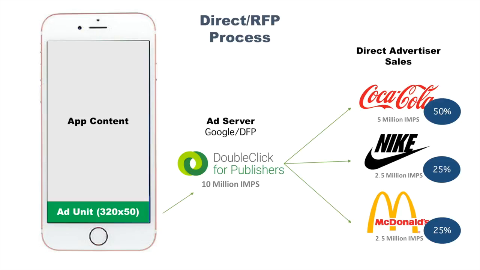The obvious disadvantage here is that, one, it's difficult to get in front of these people, especially if you're a small app. Good luck getting in front of Coca-Cola, Nike, McDonald's. So even if you do get in front of them, there's not any guarantee that they'll actually buy it. So it could be that you get in front of advertisers and you sell 75%, but you still have 2.5 million impressions every month that go unsold. And you really don't want to do that. That's lost potential revenue for you.